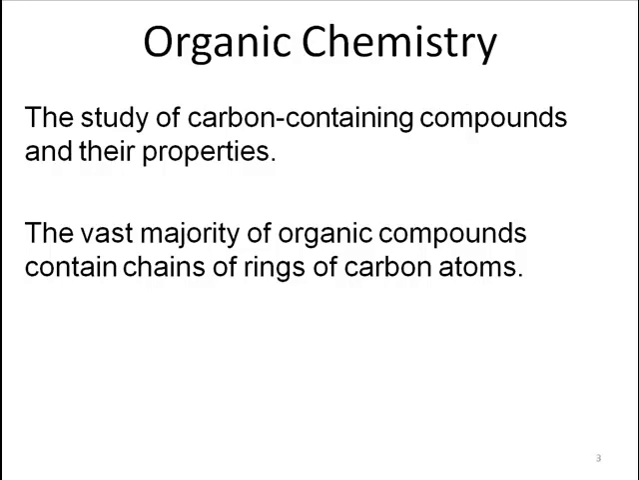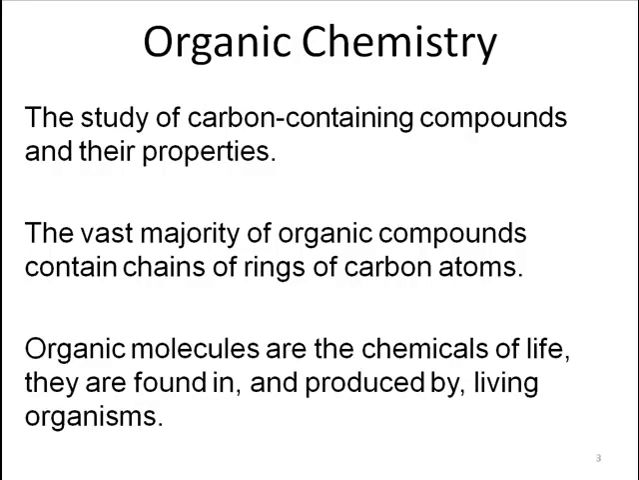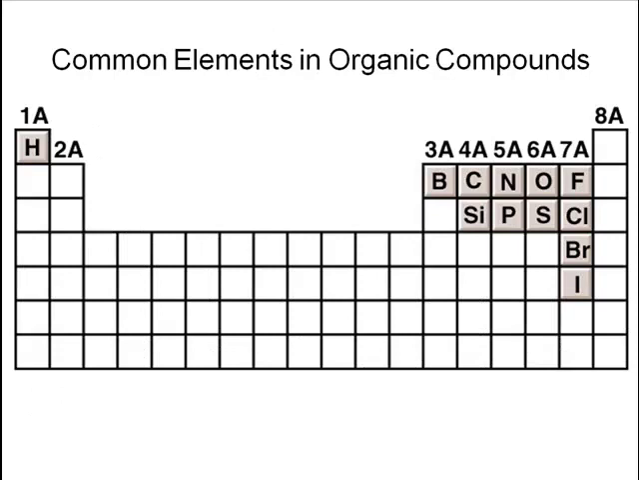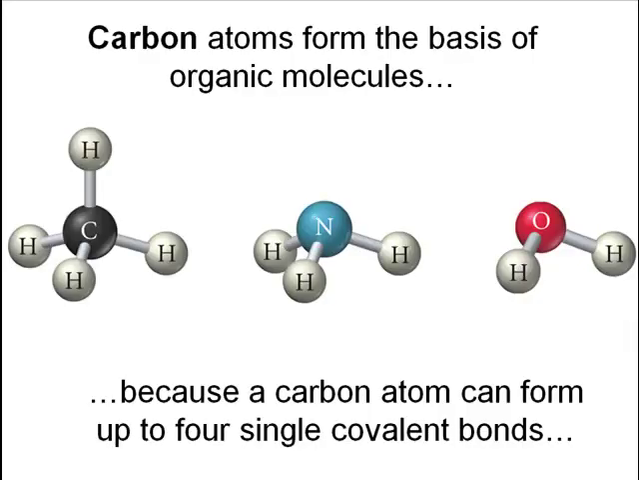The vast majority of organic compounds contain chains or rings of carbon atoms. So many organic chemical compounds contain rings of carbon. Organic molecules are the chemicals of life. They are found in and produced by living organisms. That's why they're called organic in general. Common elements in organic compounds: hydrogen, boron, carbon, nitrogen, oxygen, fluorine, silicon, phosphorus, sulfur, chlorine, bromine, and iodine are also commonly found in organic compounds.